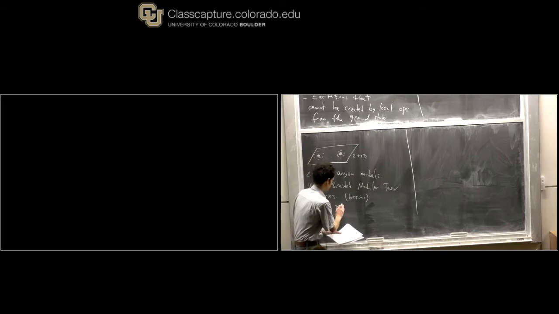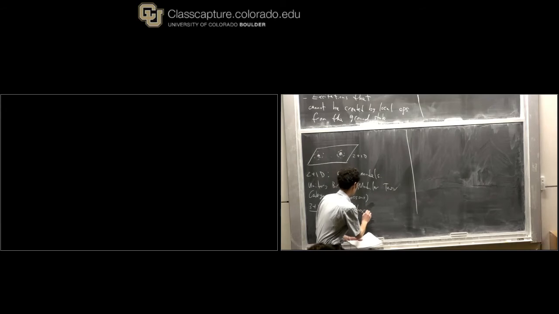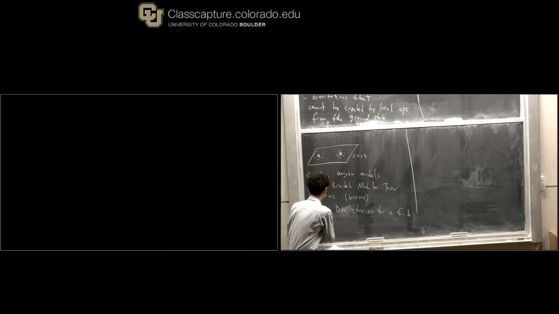Dijkgraaf-Witten, let me just write DW theories for a finite gauge group G. Okay, this is at least an example, and we will actually discuss this example in a lot of detail. We'll spend a lot of time defining these Dijkgraaf-Witten theories.